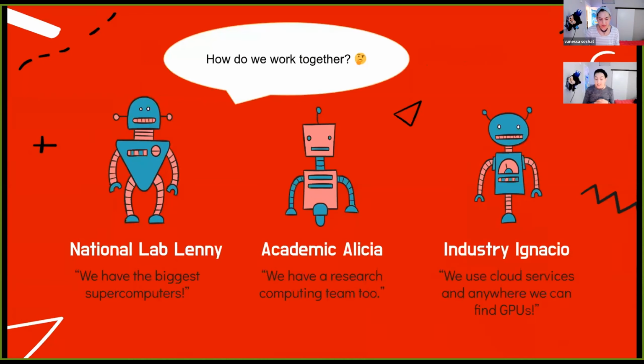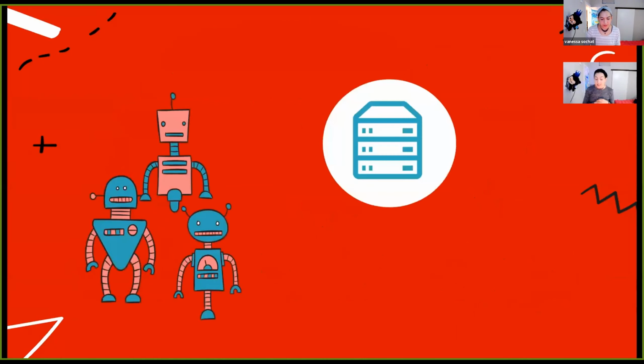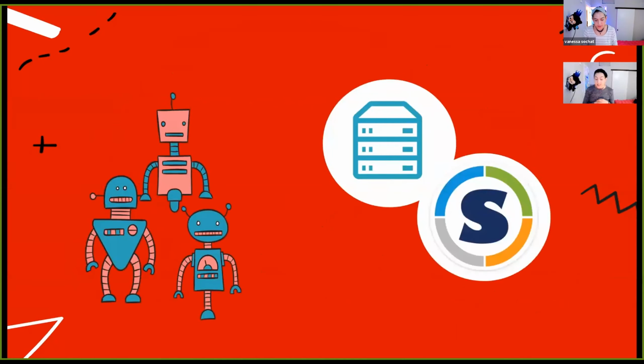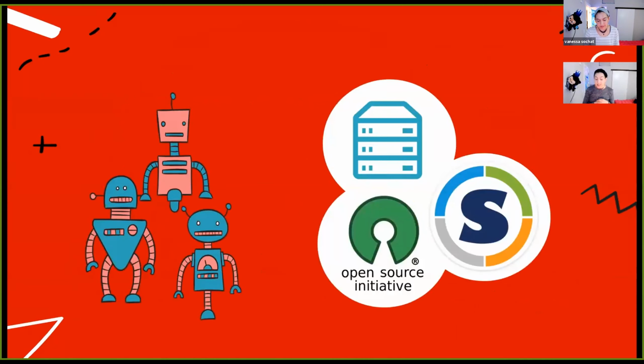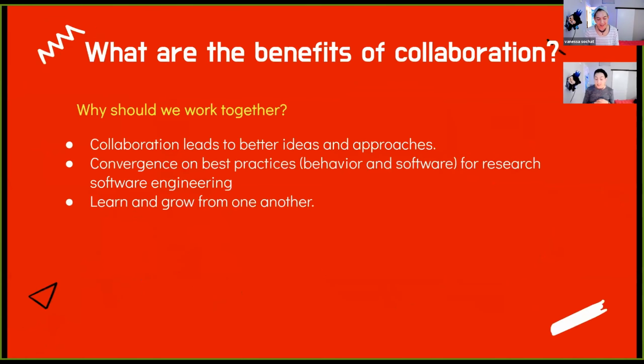And there's this question that I think we need to ask more. How do we work together? Because we have so many things in common. We are, for the most part, using HPC to some extent. We're using common kind of open source software that helps us to do things on HPC, like Singularity containers, which we talked about here. And we also really get excited about open source development. And I probably don't need to convince you of this, but there's many benefits to collaboration, everything from better ideas and approaches to using best practices, and we can also learn and grow from one another.